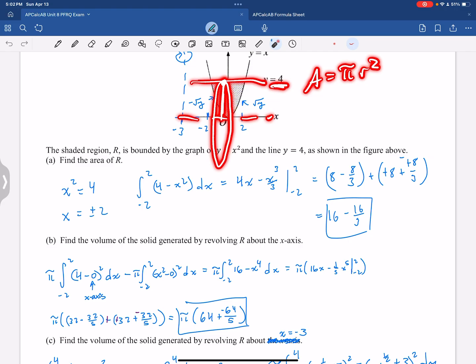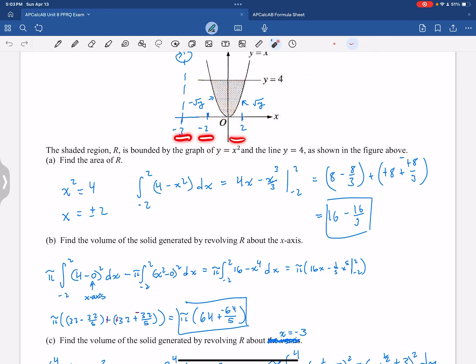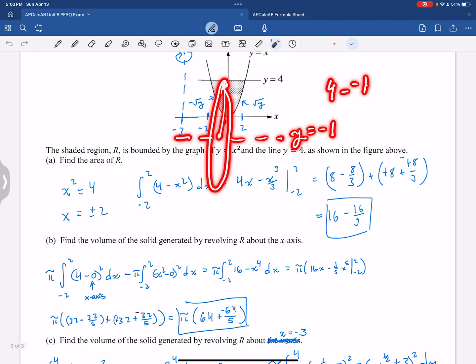But that's because our axis of revolution is y equals 0. So subtracting 4 minus 0 doesn't matter to us, going top curve minus bottom curve, because this 4 minus 0 is just 4. Okay, but if our volume was around y equals -1, then that would mean that the radius of our circle would be 5. Right, we would have to go 4 minus -1, which would give us 5. That would be our radius.